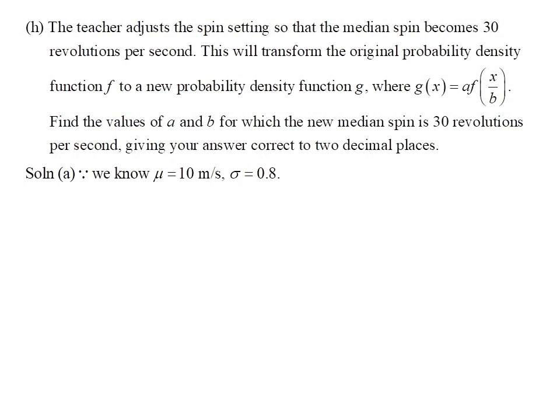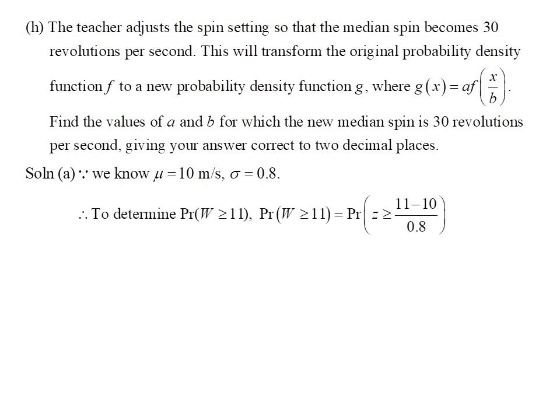Based on the mean speed of 10 meters per second and a standard deviation of 0.8 meters per second, Pr of W is greater than or equal to 11 equals Pr of Z is greater than or equal to (11 minus 10) over 0.8, which equals 0.10565.